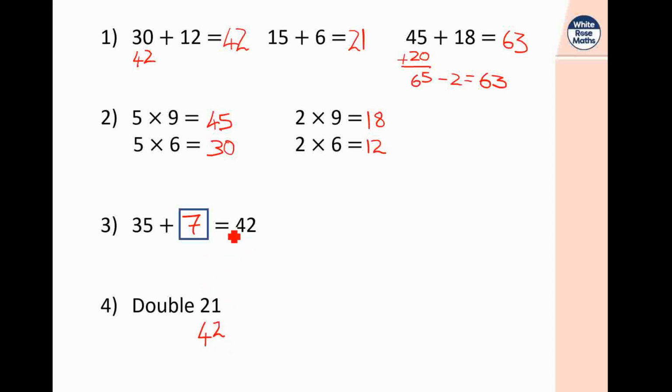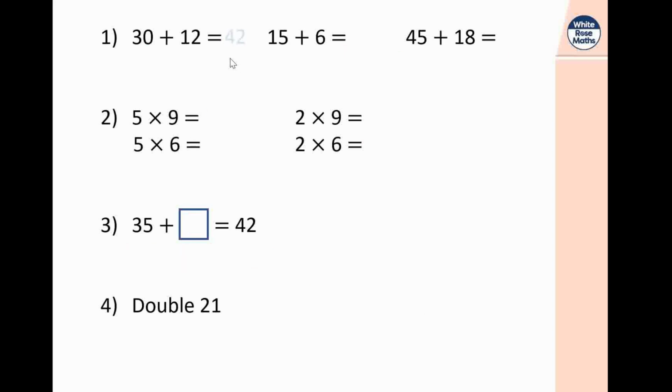I asked how many times does 7 go into 42? First I asked, how many times does 7 go into 35? So 35 divided by 7. What does that make? 5. So 42 divided by 7.